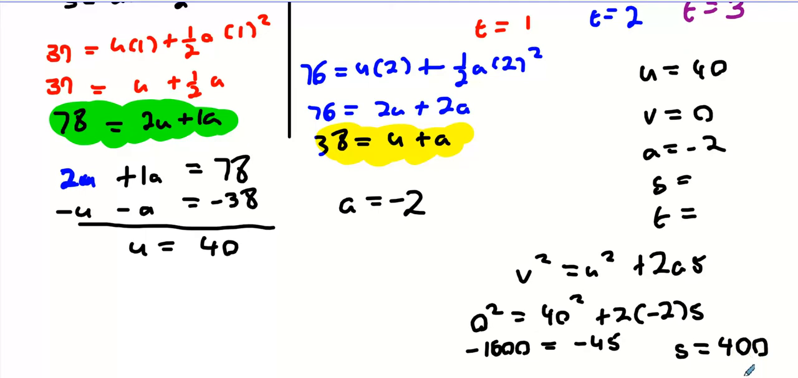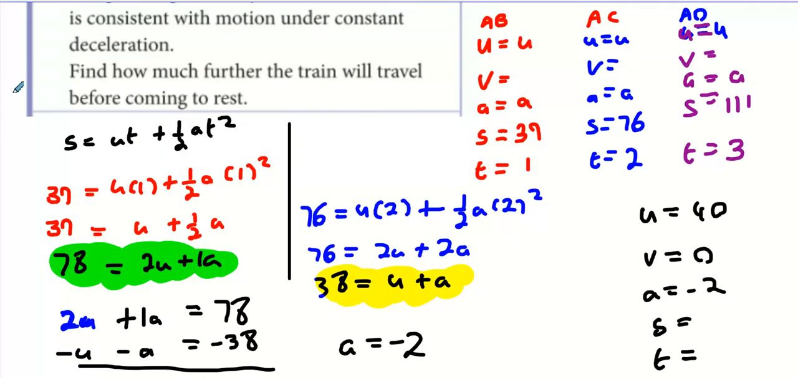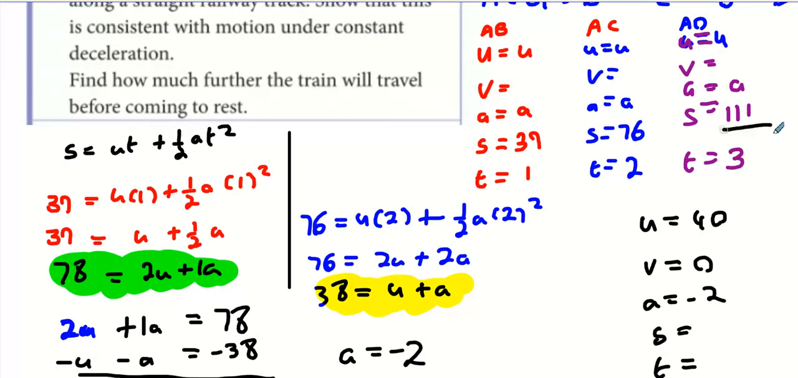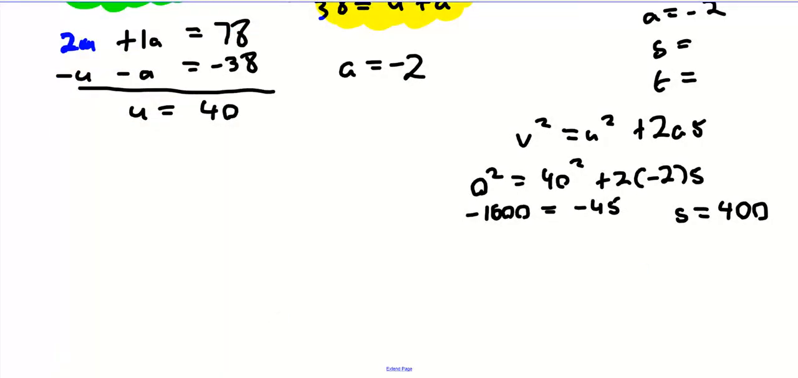Now, I don't get full marks for that. Can I explain why? Read the language of the question. How much further? I've already traveled 111 and I stop after 400. So how much further did I go? 400 take away 111. What do we get there? Yeah, who got 289? All right, good job. A few of you got it.